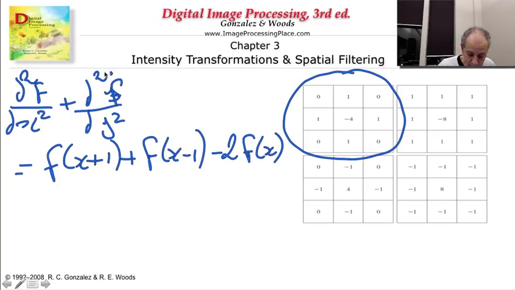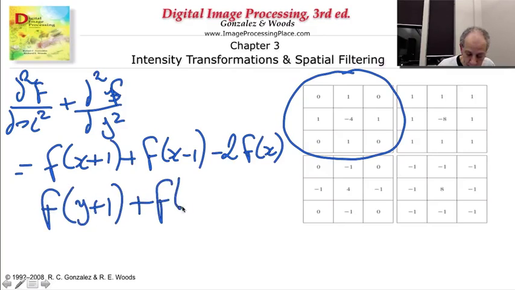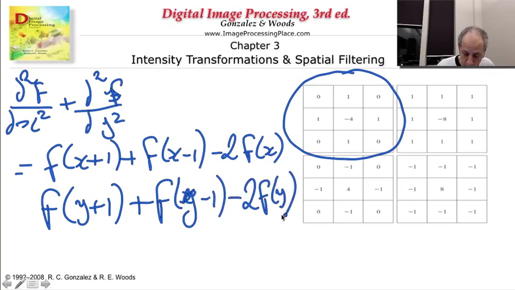And plus, so this was x, and now we're going to do y. That's f at y plus 1 plus f at y minus 1 minus 2 times f at y. And once again, all these are for a constant x. So all these are for a constant y, and all these are for a constant x. When we add them, we get this. And this is actually what's called the Laplacian of f.